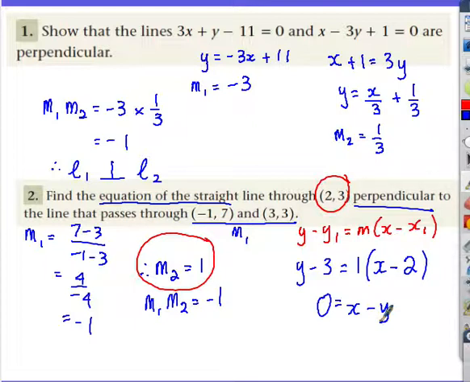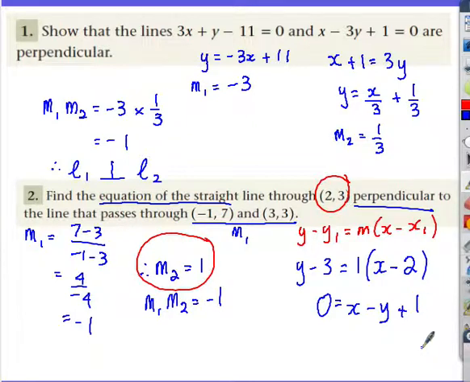How did I do what, sorry? This? Yeah. So just substitute into the point gradient formula. The gradient's 1, which is 3. Okay. And how's that simplify to 0? And now I'm going to move the y over here, and I'm going to plus 3 over here.